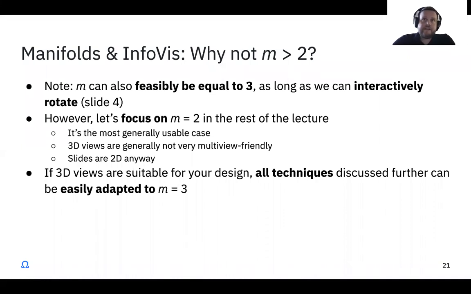And in many cases, if you're reducing to 3, then you might reduce to 2 anyway. I'm not sure in how many cases you have a small loss with M equals 3 but incur a massive loss with M equals 2. So we're going to be general here. And if 3D views are suitable for your design, then all techniques that we discuss further can still easily be adapted to M equals 3. You just put that number in.